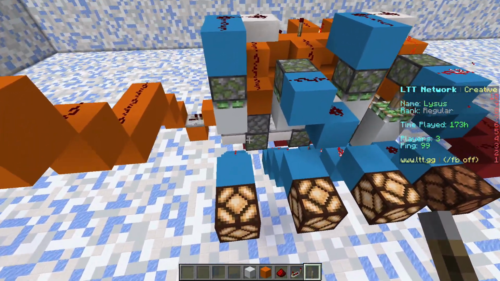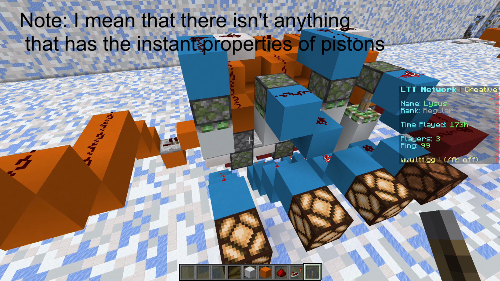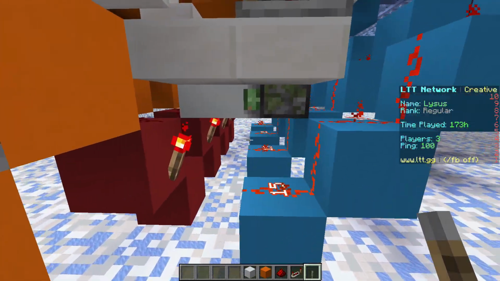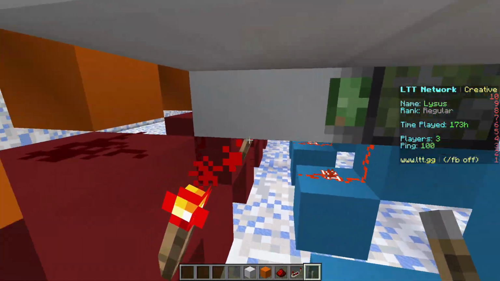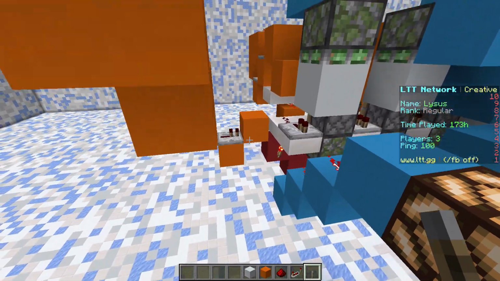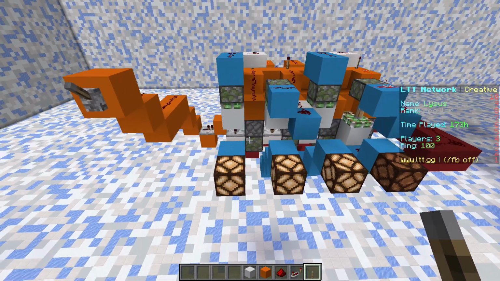And one thing I want to mention is this is a Minecraft specific adder, since there are no piston-like things in real life computer engineering, or at least as far as I know. And I doubt they have instant connecting wires or blocking off such as this, since there's no such thing as truly instant. So yeah, there you go, instant carry adders.